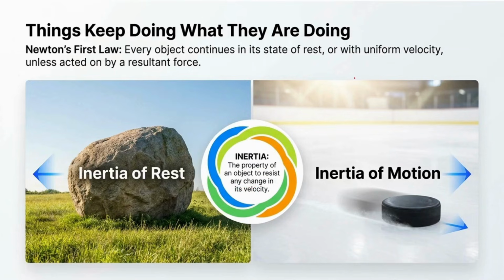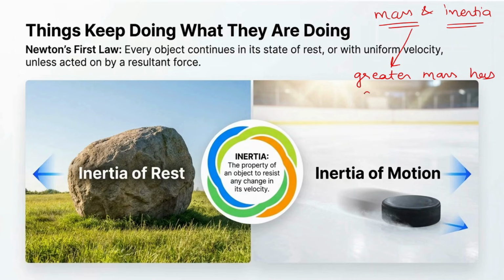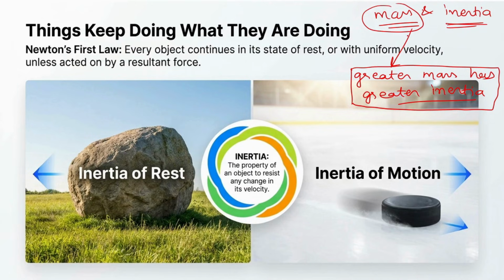So that means here we have mass and inertia. Are they related or not? In order to understand the relationship between mass and inertia, I have one statement: the greater mass has greater inertia. It's one statement that gives a clear idea of mass and inertia.